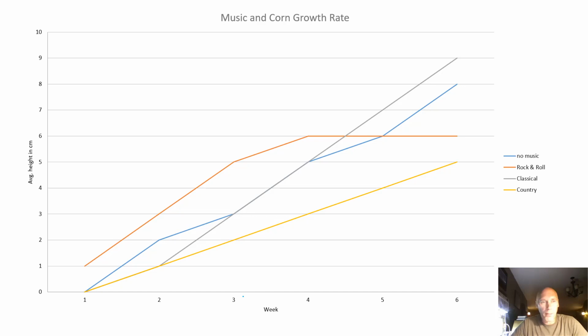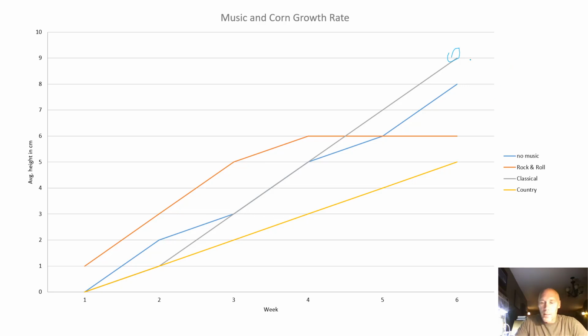All right, so here's how the graph will look. Something like this. It's color-coded. That's very easy to see what's going on here. Right away, I'm looking right here at this one, and I see, okay, boom, that's your classical music. So the classical music was kind of steady. It ended up the highest. But look at the rock and roll here. It grew the fastest, but then it just stunted its growth right there, kind of flatline. The country music, although it wasn't the tallest, had the steadiest growth all along. Okay, and then the control with no music at all was also steady, and ended up the second highest.